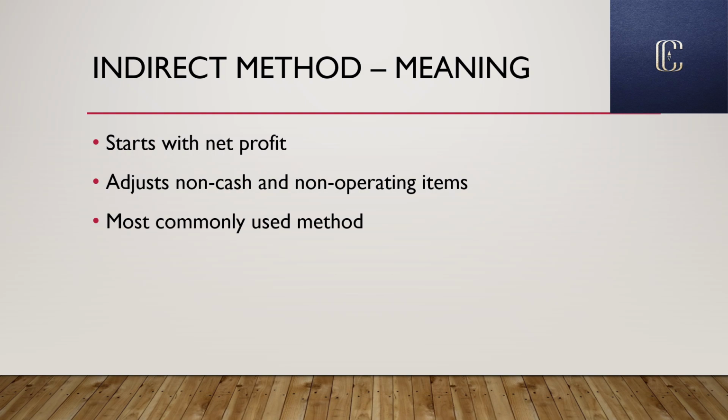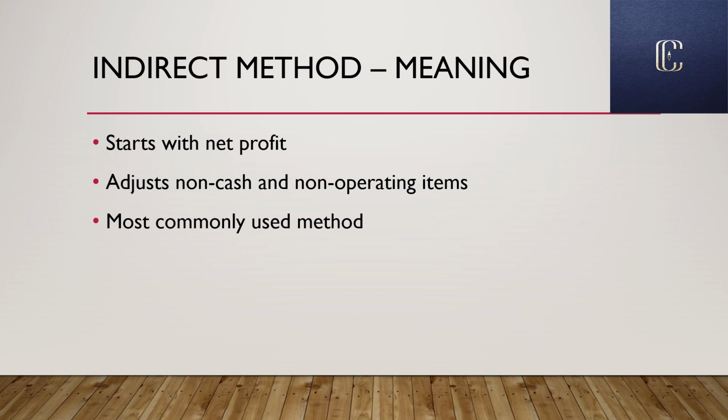Now let us understand its meaning very simply. What is the indirect method? Indirect method is a method of preparing the cash flow statement where we start with net profit and then make adjustments to arrive at cash flow from operating activity. So the logic is profit, then we make adjustments and we identify the actual cash. That is why it is called indirect. It is not the direct method, it is the indirect method.